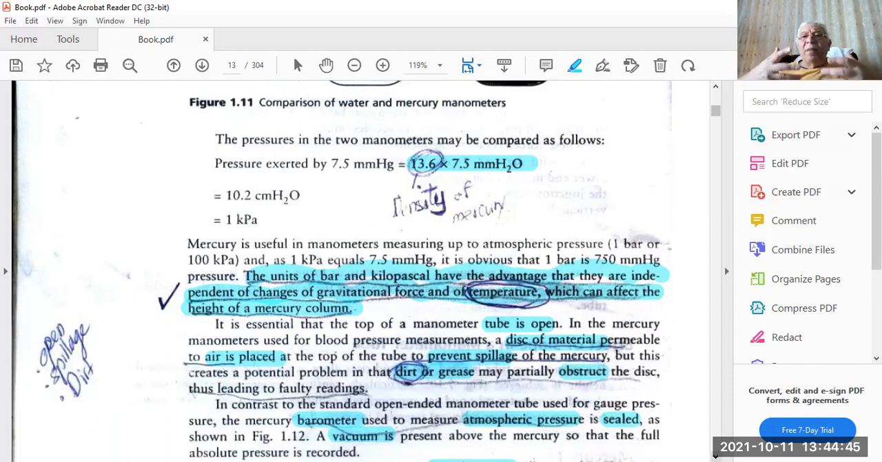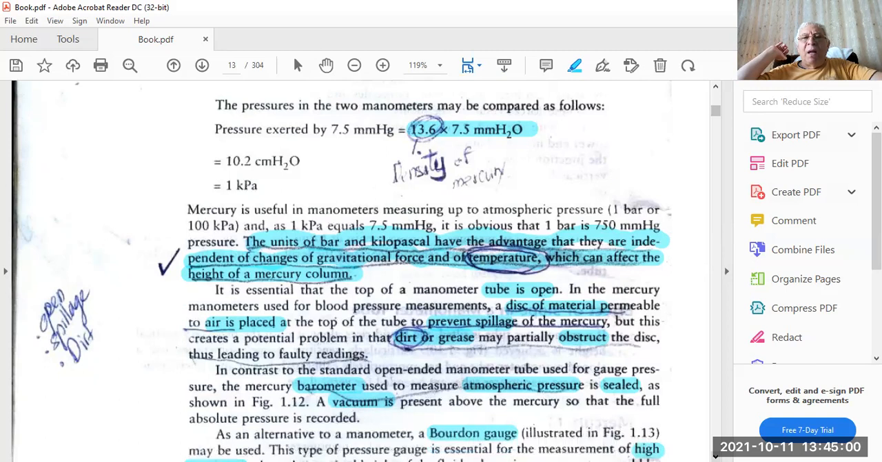Bar or kilopascal are high pressure units. The importance of them is that they are not much affected by gravitational forces or temperature, which would affect the final height of the mercury manometer.